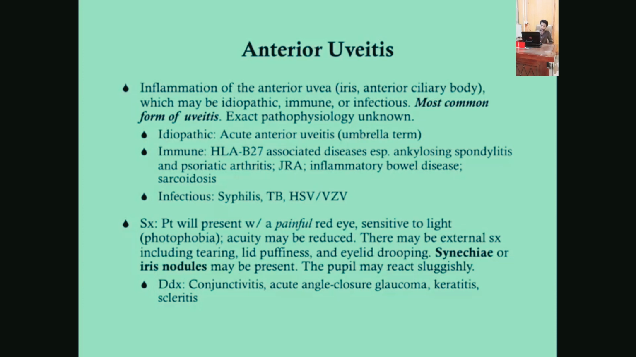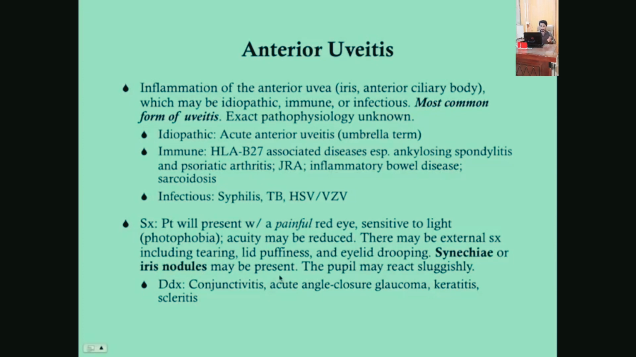Synechiae, particularly posterior synechiae, are where you have adhesions of the iris to the lens, and that can be really problematic if you have enough of them. So we want to get rid of these, and that's going to be part of treatment. And then iris nodules are more of a clinical sign that pushes you towards a possible diagnosis of anterior uveitis. We'll look at some of those in a little bit.